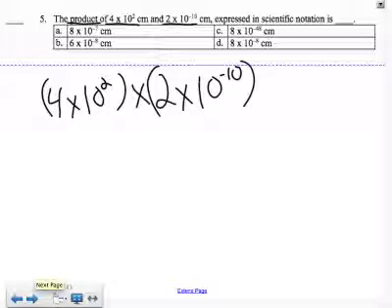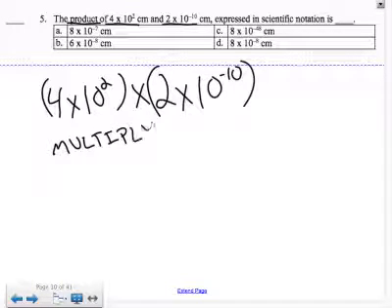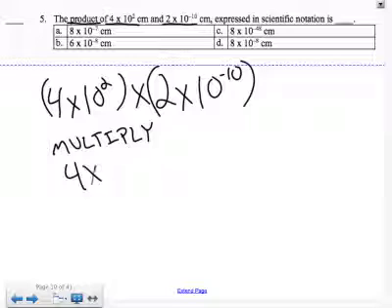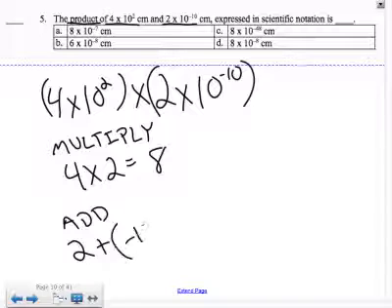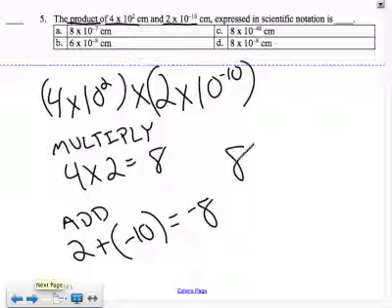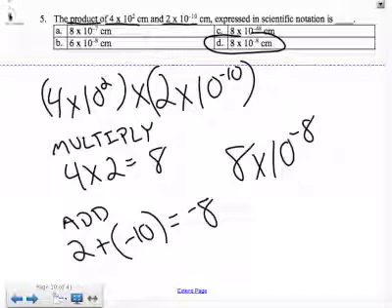When you're multiplying or dividing 2 numbers in scientific notation, you multiply the coefficients. So 4 times 2 is 8. That's going to be the new coefficient. And then, because we're multiplying, we add the exponents. So 2 plus negative 10 is negative 8. So your new answer is 8 times 10 to the negative 8th. And when we look up here, that is answer choice D. There is the correct answer.